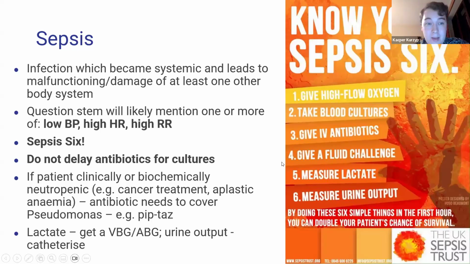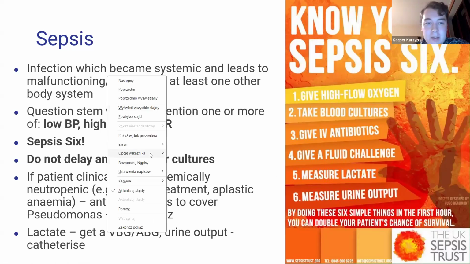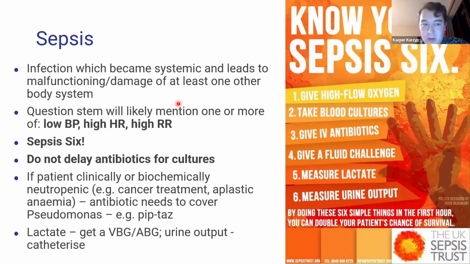So, sepsis. You have infection, it became systemic, with malfunctioning and damage of the body systems. Low blood pressure, high heart rate, high resp rate. You do your sepsis 6, which you will have done to death in the SGTs, and you do not delay antibiotics for cultures. If you can insert that cannula and take the blood cultures, do it. That's ideally. If you are going to wait with the antibiotics for cultures, just give the antibiotics.